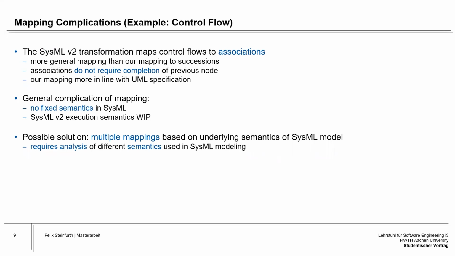Therefore, we cannot be entirely sure which semantics a systems engineer who models a system thought of when modeling the system. And there's only one possible solution to this problem, which is to provide multiple mappings based on the underlying semantics of the SysML model that the engineer who modeled the system thought of during the modeling process. But this would require an analysis of all the different semantics which are used in the context of SysML modeling.